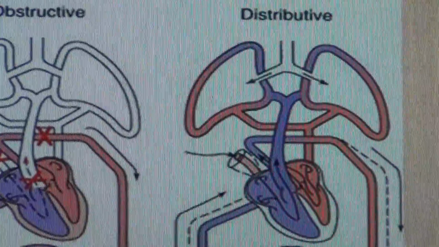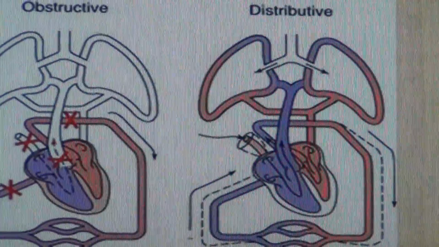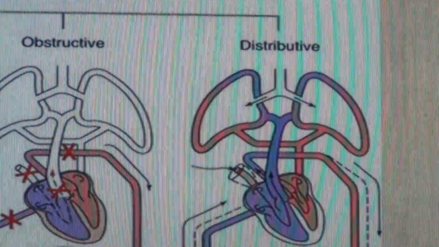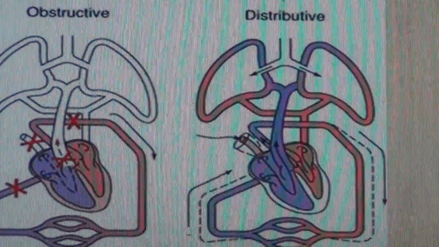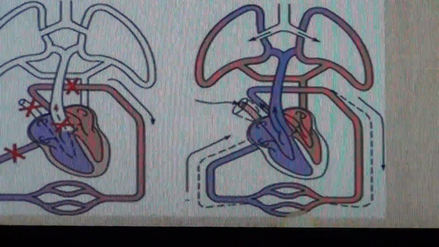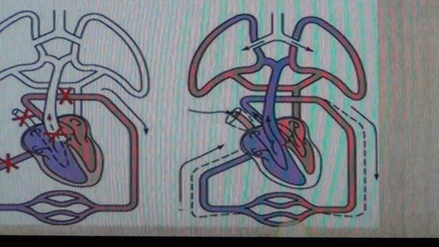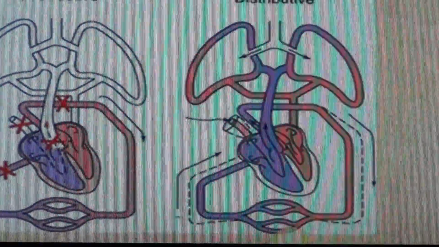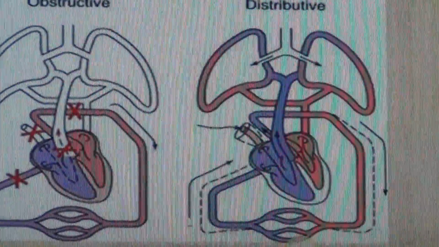If you look at the end, this is the distributive shock, and the black dotted lines around the outside are indicating vasodilation, causing a drop in the blood pressure, which is causing shock.